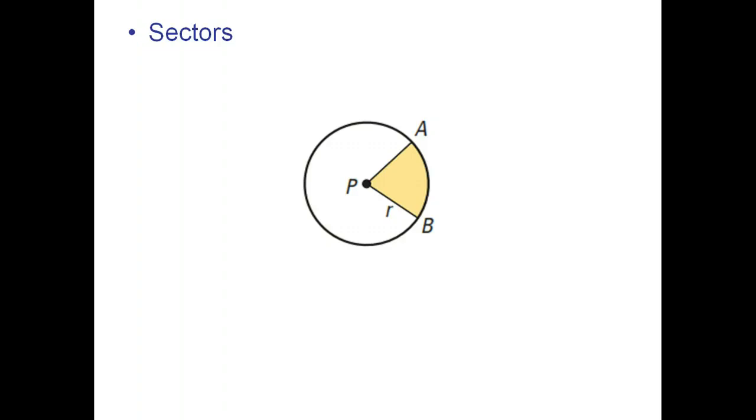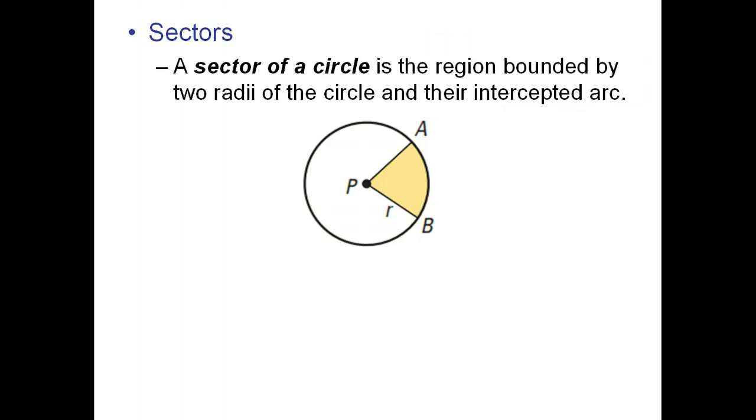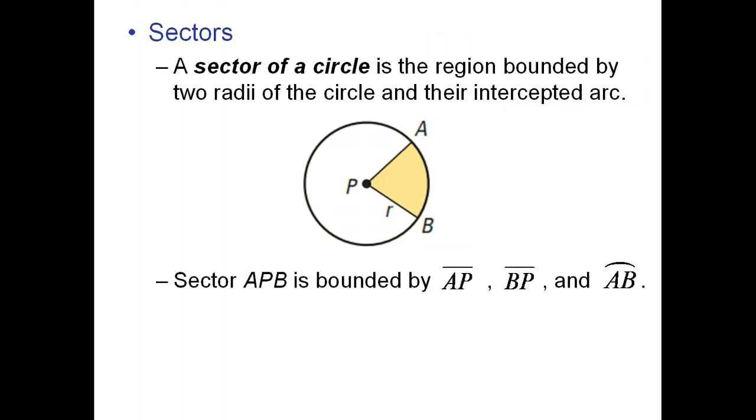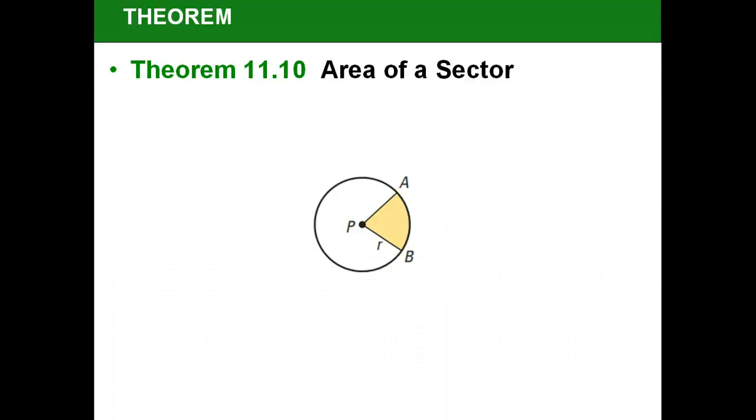Let's talk about sectors. Now, this is something that's probably new to you. A sector of a circle is a region bounded by two radii of the circle and their intercepted arc. You can see this sector here is shaded in yellow. Sector APB is bounded by the radii AP and BP and the arc AB.